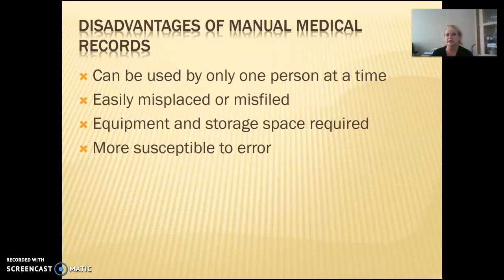And in terms of error, I think both are susceptible to error. And just know if you make a mistake, we're human, that's okay. Just make sure to go back and correct it. We can always correct our mistakes.